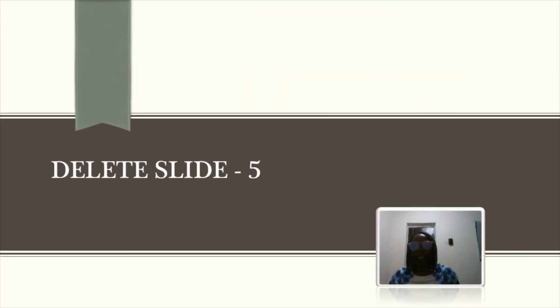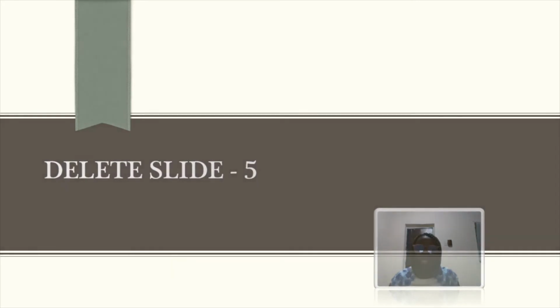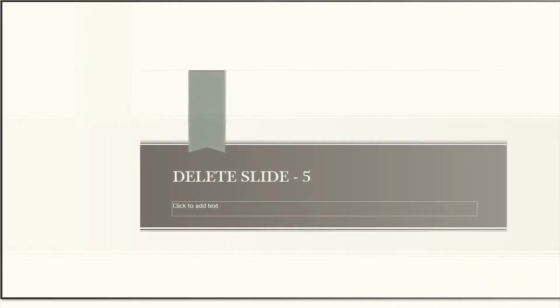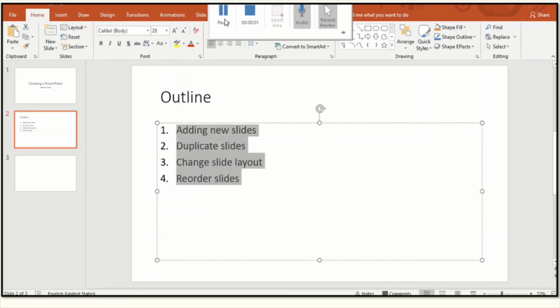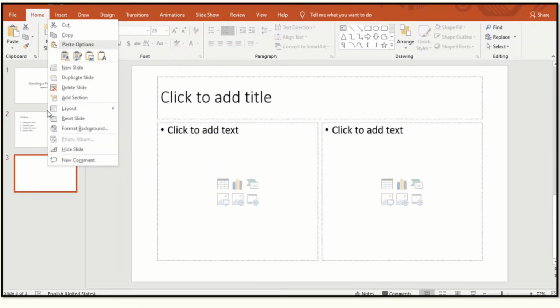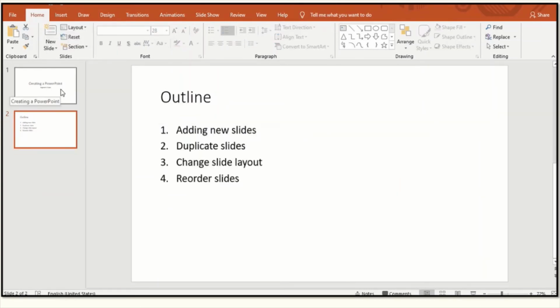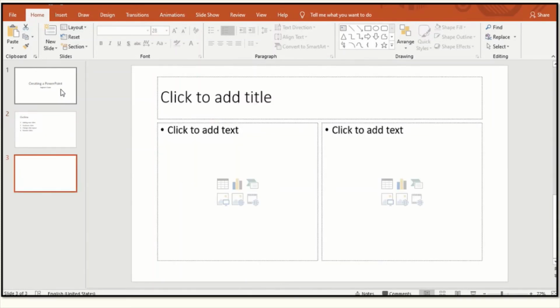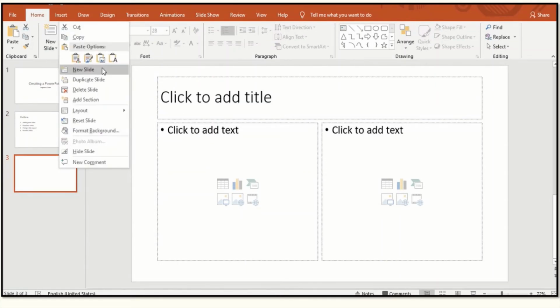Now let's look at how to delete a slide. To delete a slide, maybe we've created a slide and we don't need it anymore, we can come to this tab, right click, delete slide. As simple as that. And you can still undo your changes, Ctrl Z, or redo it, delete it again.